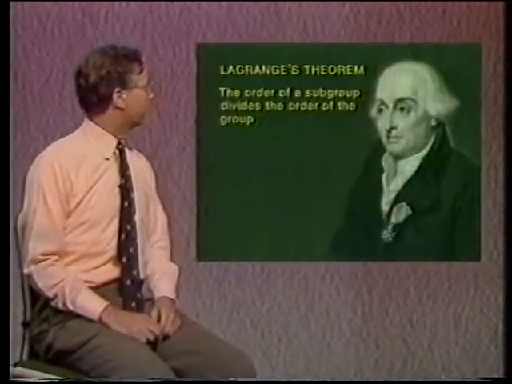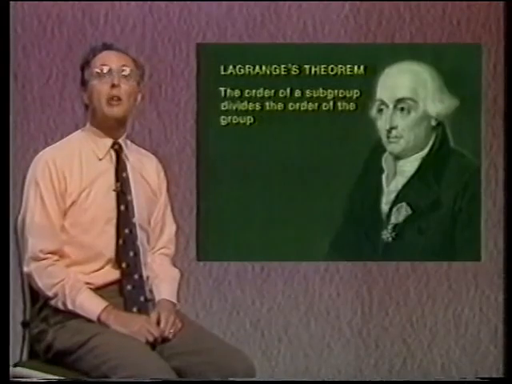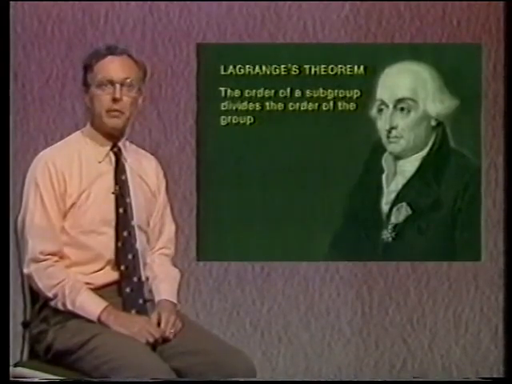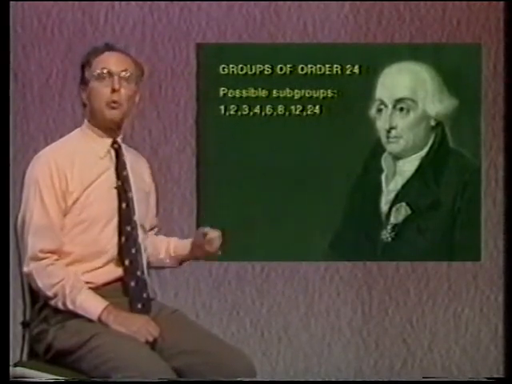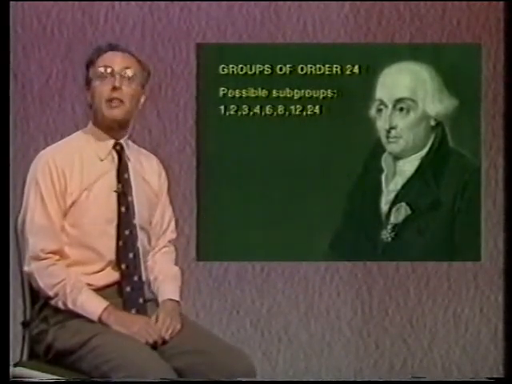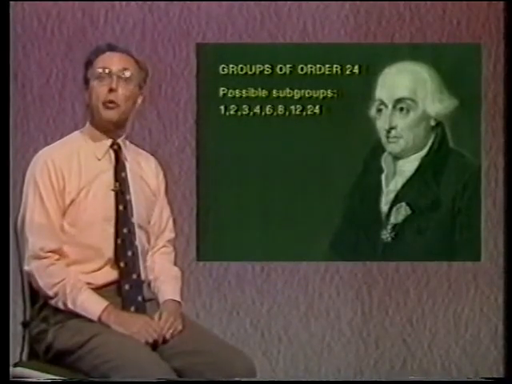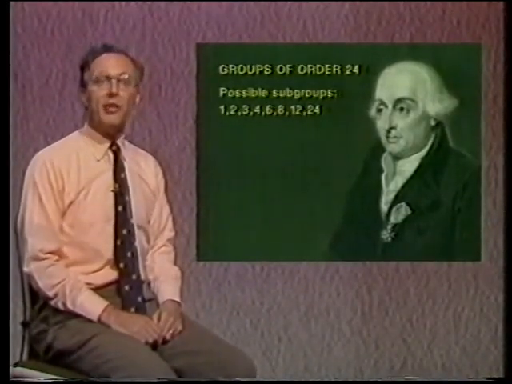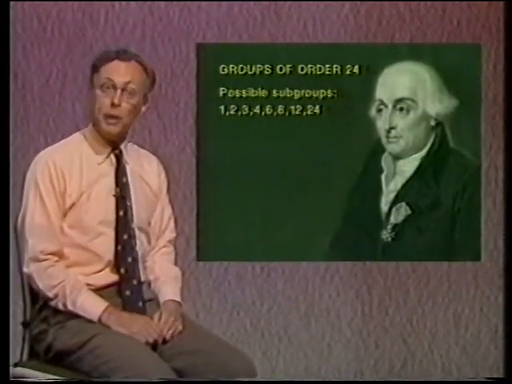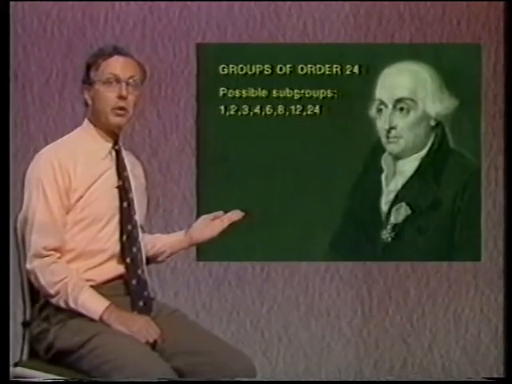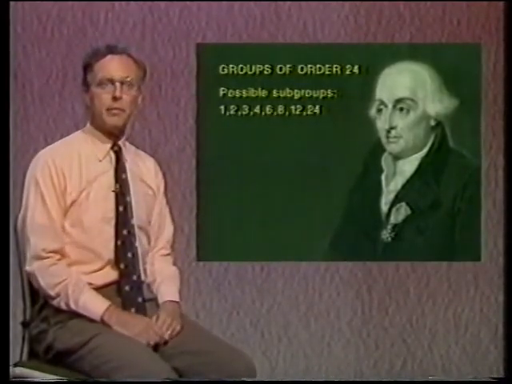Lagrange's theorem gives part of the answer. The order of a subgroup must divide the order of the group. So in a group of order 24, these are the only possible orders of subgroups, the numbers that divide 24. You won't find any subgroups of order 5, for example, because 5 doesn't divide into 24. You might not find subgroups of all these orders, but you won't find any subgroups of any other orders.